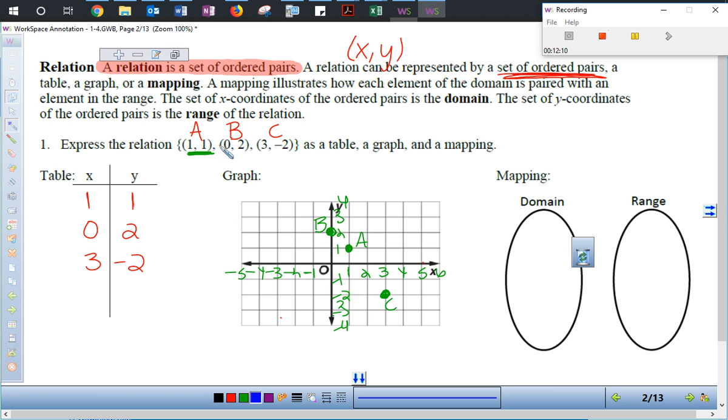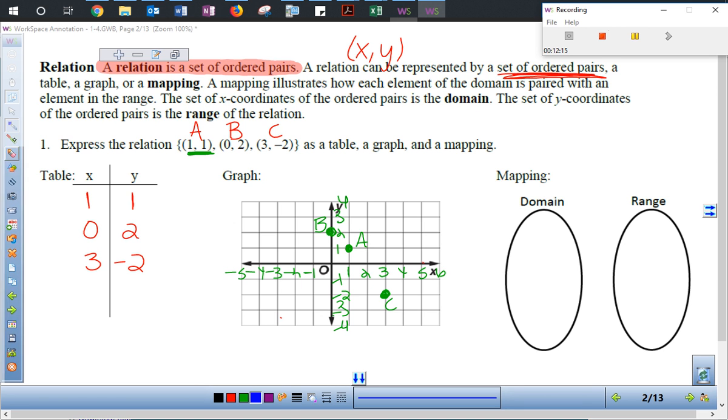So I've taken the relation and I've expressed it as a table and a graph. All that's left is the mapping. Now the mapping is just a little bit different. You guys have not seen this yet. A mapping illustrates how each element of the domain is paired with an element of the range. So at this point, you guys haven't really talked about domain and range, so let's define what they mean.